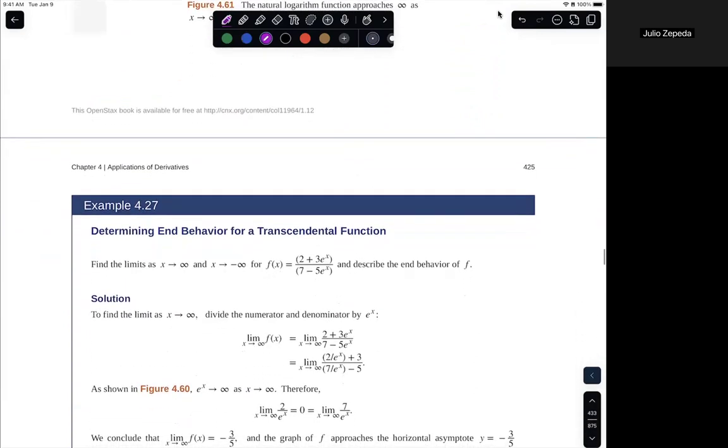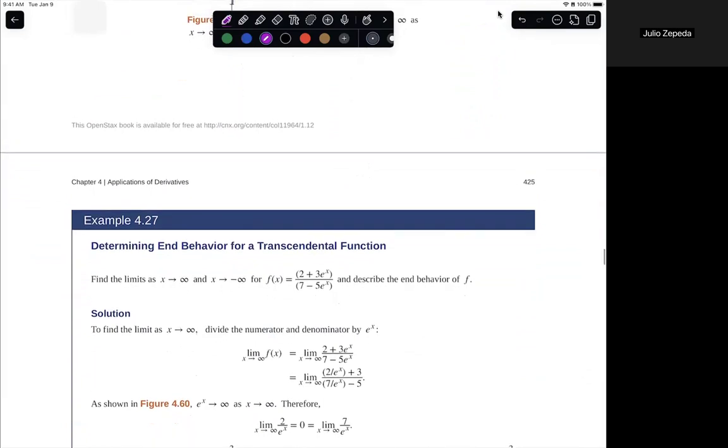So just very quickly to comment on this last problem, how would we do the limit as x approaches, let's say, positive infinity, of 2 plus 3 e to the x over 7 minus 5 e to the x? If we were just to analyze what the functions do, 2 plus 3 e to the x looks something like this. That top function goes to infinity.